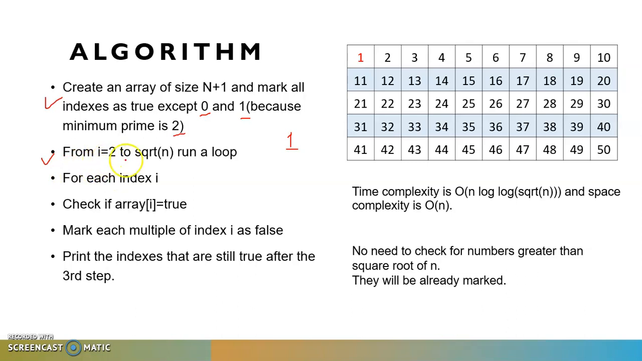Now from i equal to 2, up to where do you need to go? That is the square root of n, because to reduce the cycles of the loop we are finding these prime numbers up to the square root of n. So that means if my n is 50, then up to the square root of 50, only this many numbers I need to verify.